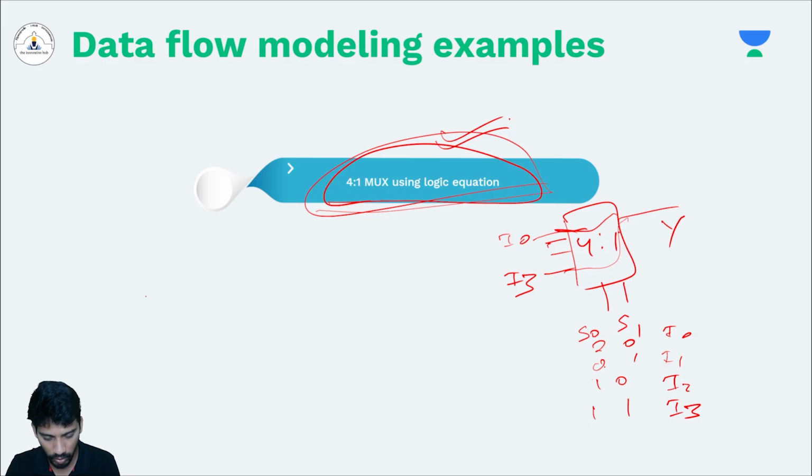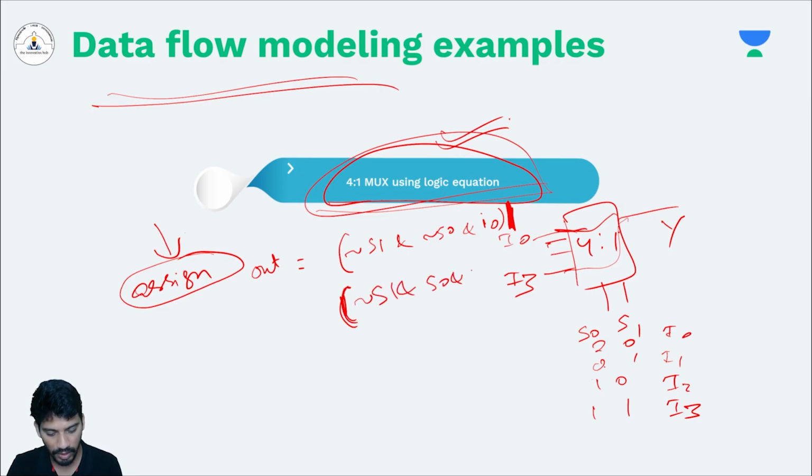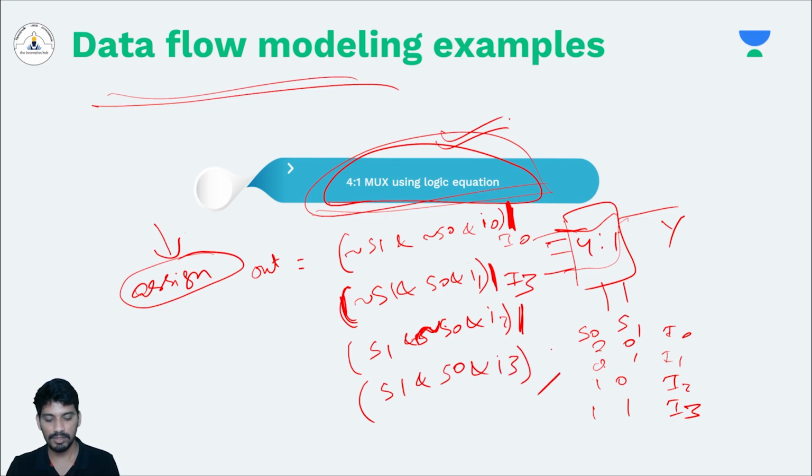Let's say I have to assign my output. We know how to assign outputs in data flow modeling, right? We have to use the keyword assign. Assign out is equal to: I can define it like this: S1 bar and S0 bar and I0, or, this is an OR operator, S1 bar, S0 and I1, or S1 and S0 bar, this is the negation of S0, and I2, or S1 and S0 and I3. Simply you can write like this.